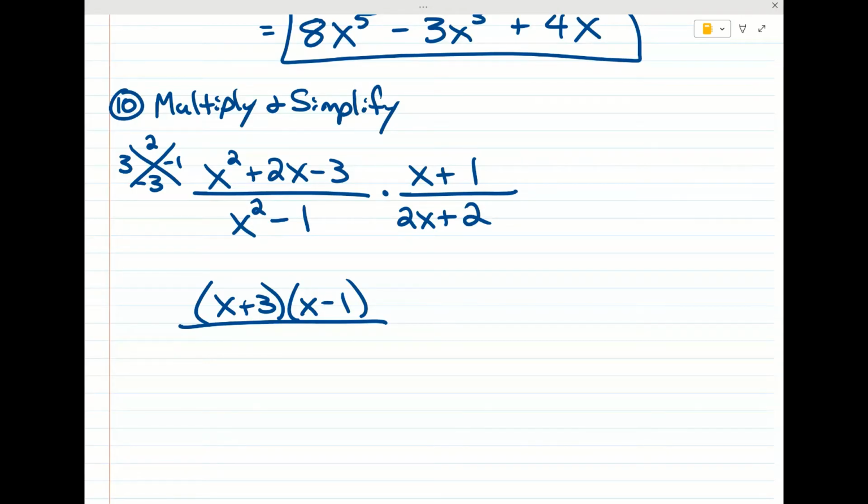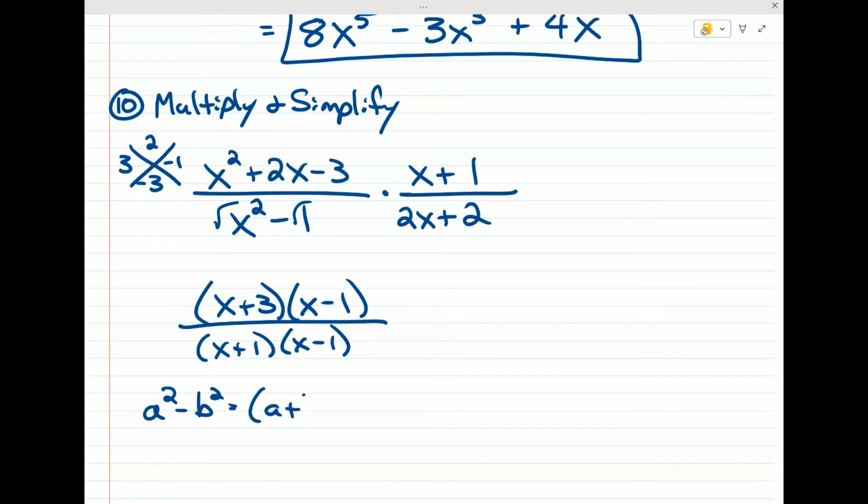X squared minus 1 is actually a difference of perfect squares. So remember, if you take the square root, this just turns into x plus 1 times x minus 1. That was how we talked about doing a difference of perfect squares. Formula was a plus b, a minus b. And then we're going to multiply by x plus 1 over, taking out a GCF of 2. This is what it looks like completely factored.